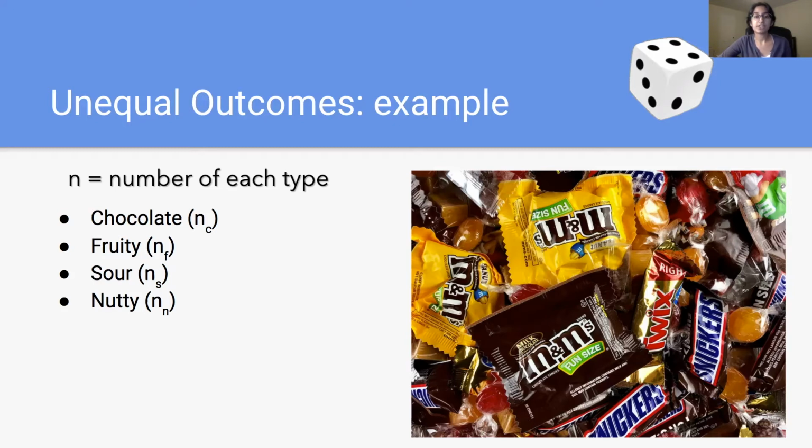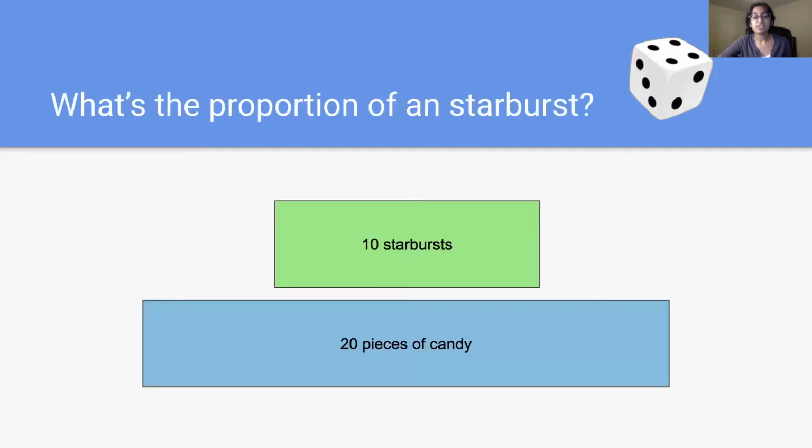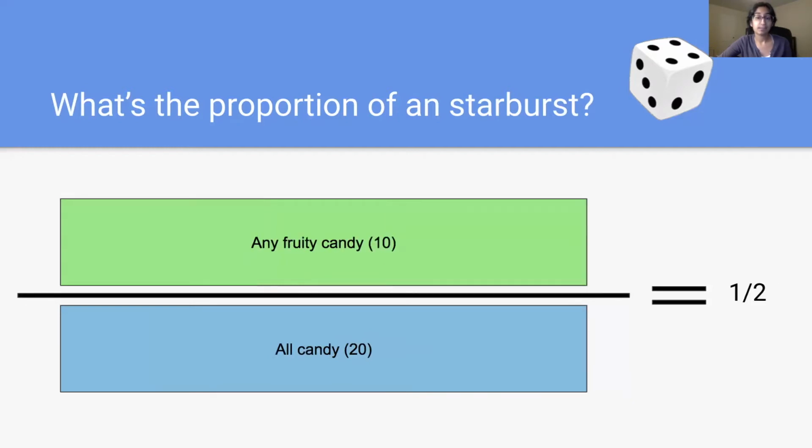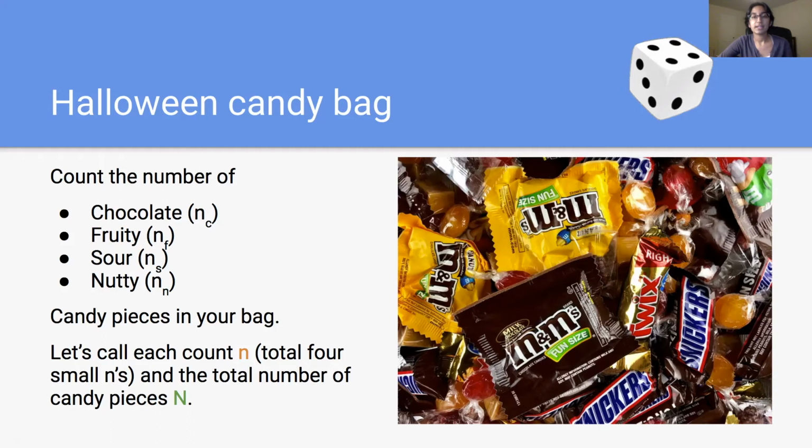In random selection, there's still an equal chance you pick any single piece of candy from the bag. What changes is the proportion of the outcome represented by that piece. So if you have 10 Starbursts in the bag, with a total of 20 pieces of candy, the probability of picking any single piece, including the Starbursts, is 1 out of 20. But the probability of picking a fruity candy becomes 1/2, since there are 10 fruity candies out of the total 20. Let's try with your candy.